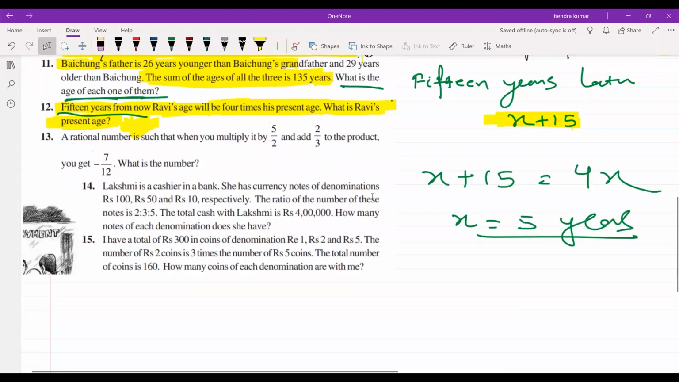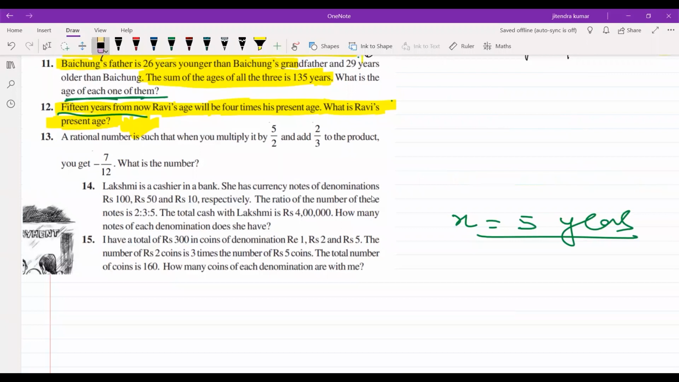Okay, now let's do the question number 13 also. We have time here, so we can do two more questions. If you read question number 13, it says a rational number is such that when we multiply it by 5 by 2 and add 2 by 3 to the product.